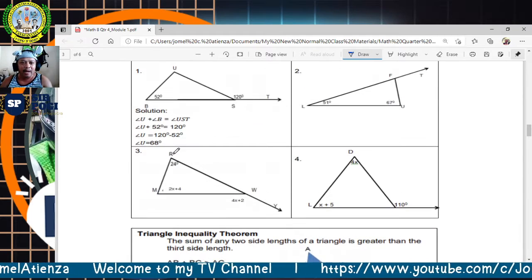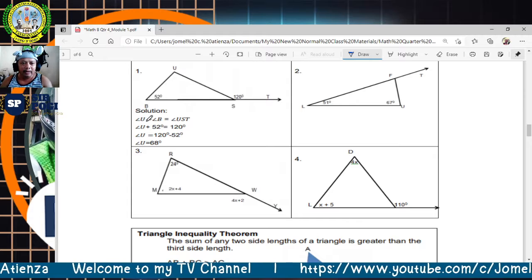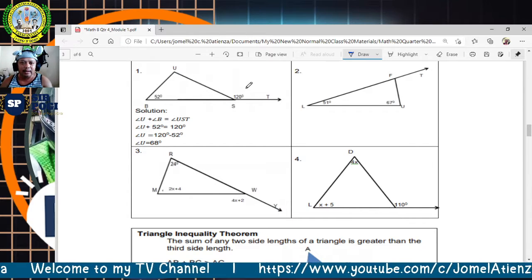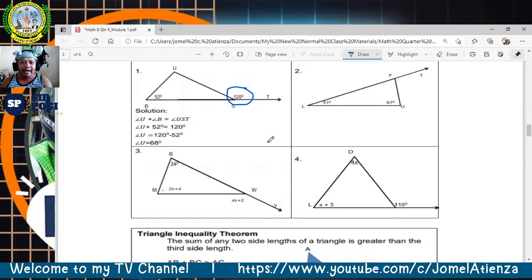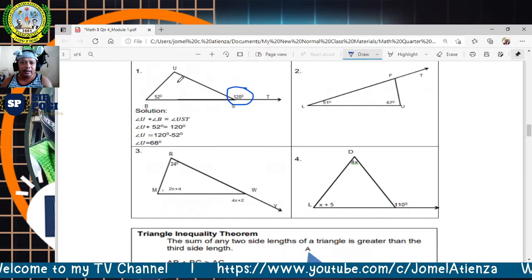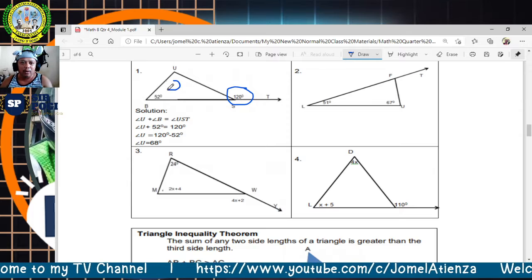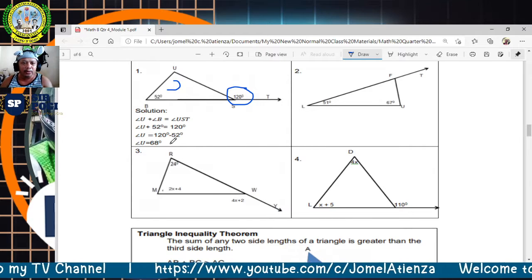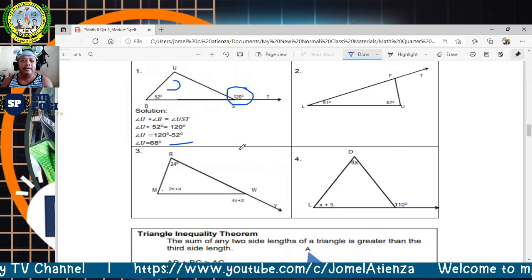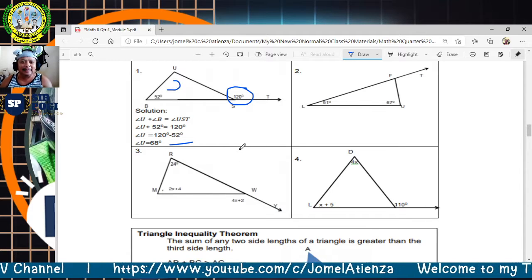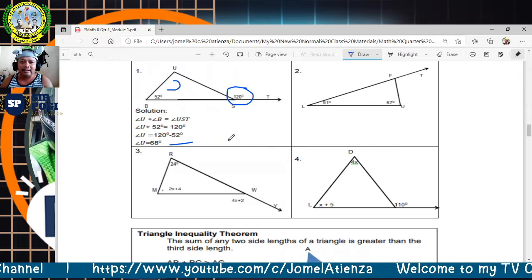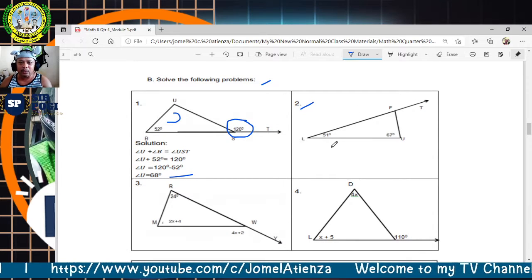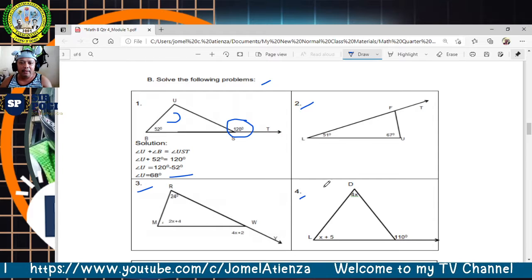So, we now have angle U plus angle B is equal to angle UST. Ito po yung ating UST, the exterior angle. Then, ang angle U at angle B, yun yung remote interior angles. So, therefore, the value of U is equal to 68 degrees. Okay? 68 degrees. So, kayo na po ang bahala magsagot din sa ating number 2, 3, and 4.